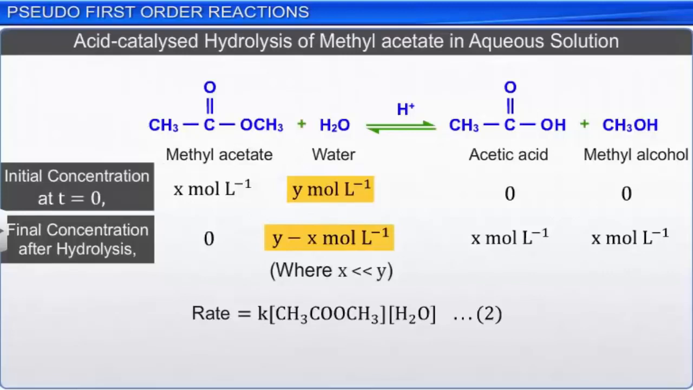Hence, in equation 2, the concentration of water, which practically remains constant, is multiplied by rate constant K to obtain a new rate constant K dash. As a consequence, equation 2 can be simplified and written as rate is equal to new rate constant K dash multiplied by concentration of methyl acetate.